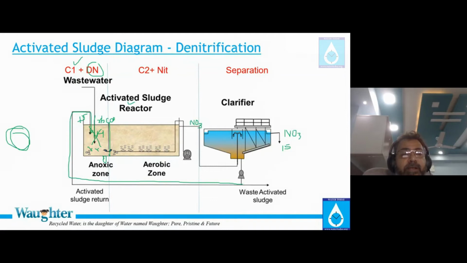And then from here onwards, no problems. You start C2 and nitrification. So when you are returning the sludge here, can you put a filter here so only heterotrophs will come and autotrophs will not? Not possible. Both heterotrophs and autotrophs are coming into the system.